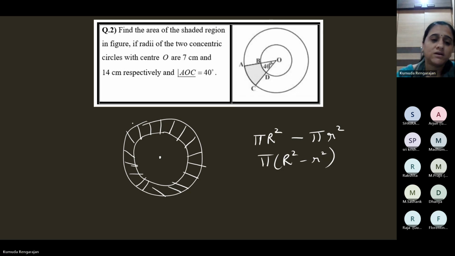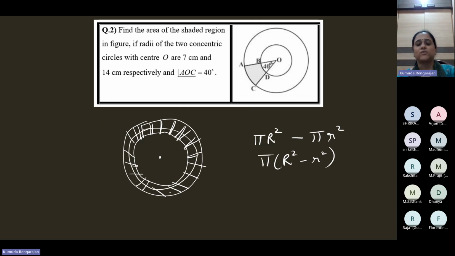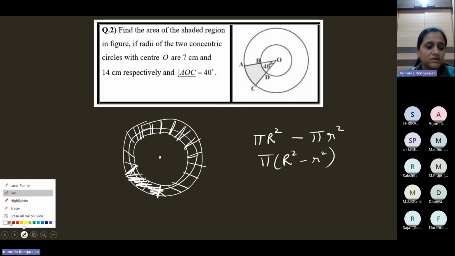Now, listen to this carefully. The area of this full thing, the full shaded region, is pi R square minus r square. Now, the region shaded in the question is some portion of the full area, pi R square minus r square. Yes or no? See that?